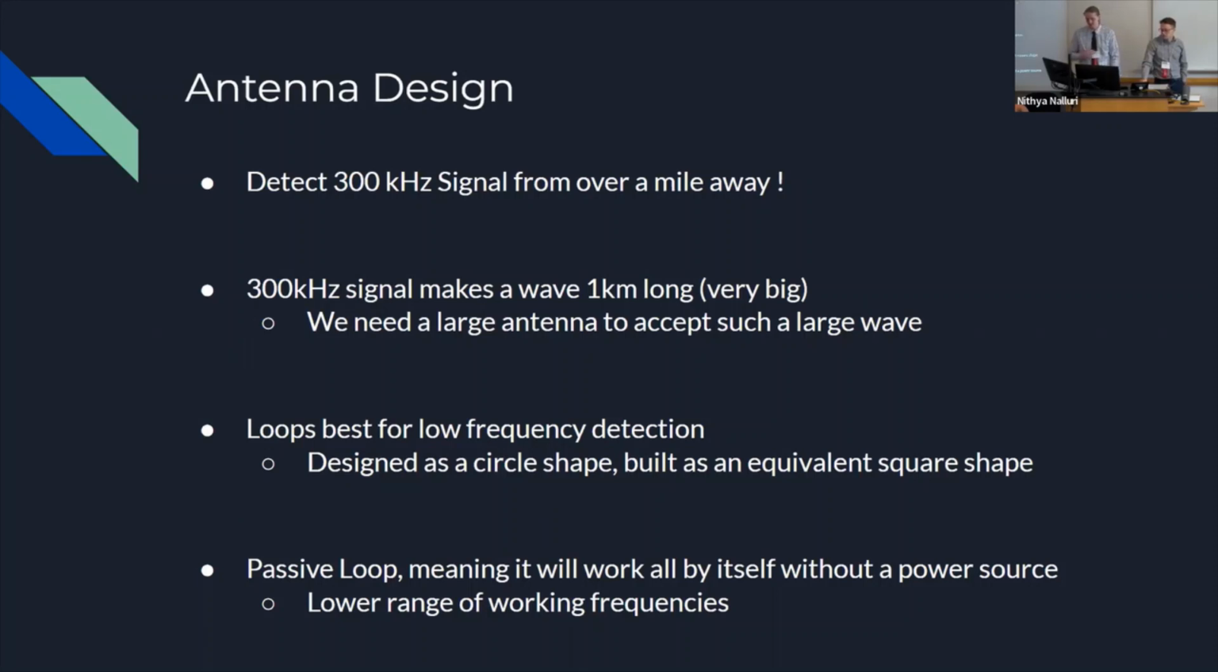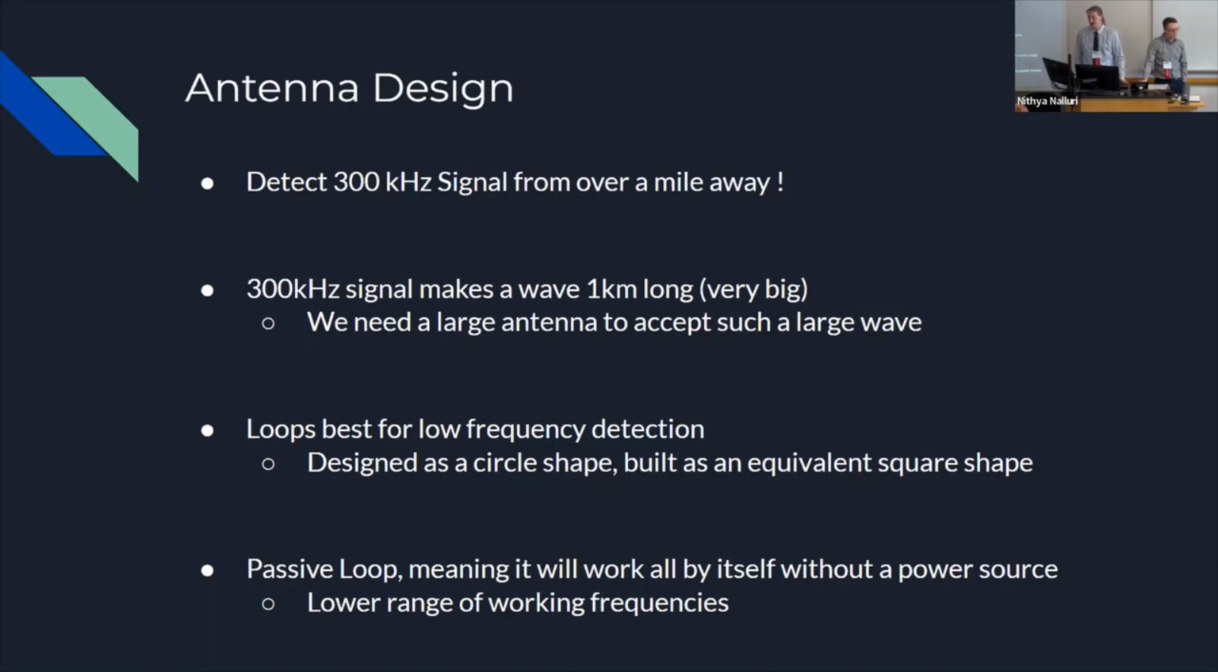And the 300 kilohertz signal produces a 1 kilometer long wave, which is rather large due to the fact that it's such a low frequency. So based off of that, we're going to need a larger antenna to be able to detect this kind of wavelength. And that is why we decided on a loop antenna, because it is the best and most efficient for the wavelength at lower frequencies.